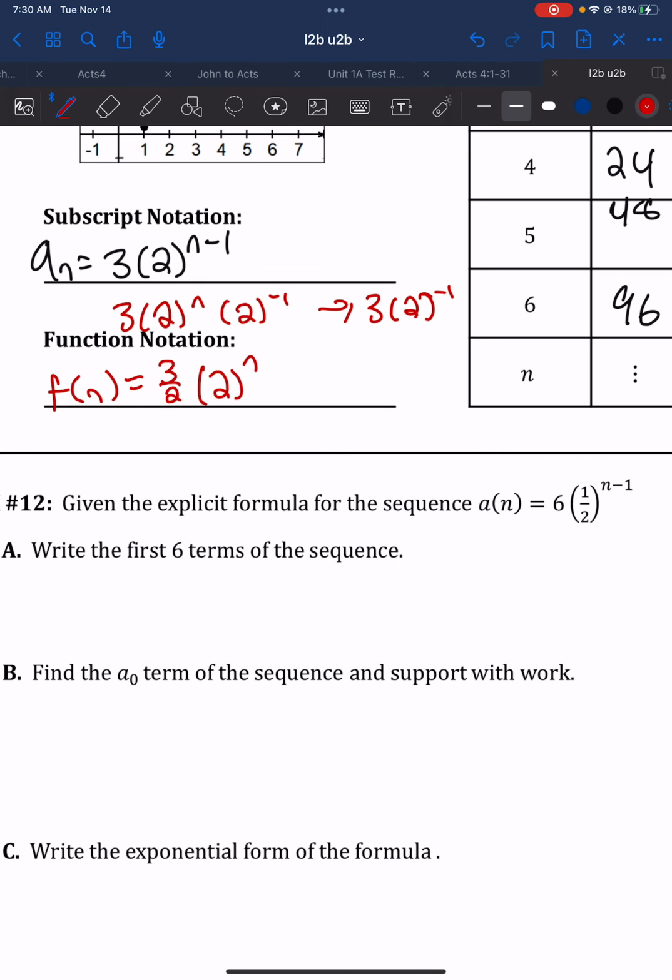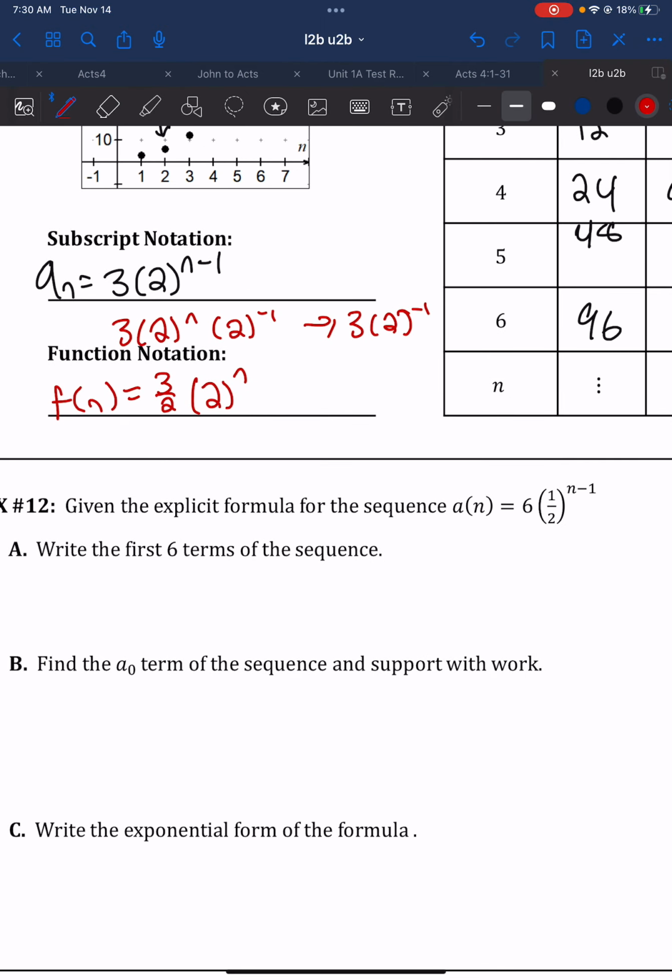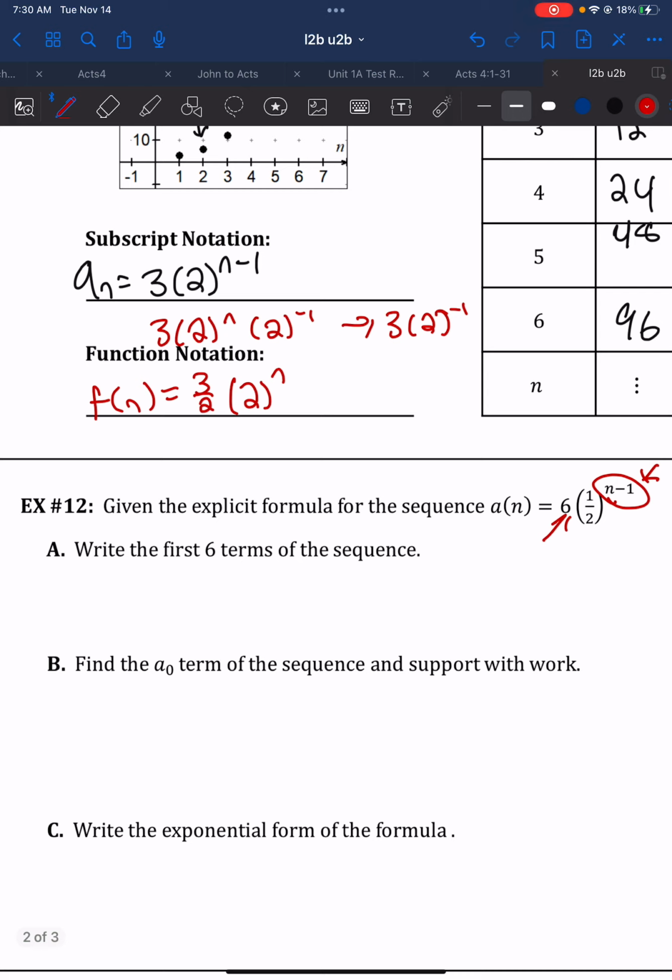Give the explicit formula for the sequence, starting at 6, and you can tell that this is term 1 from this right here. So my term 1 is 6, or if that doesn't make sense to you, you can just plug in. So A1 is 6 times 1/2 to the 1 minus 1, which just gives me 6. So my first term is 6, and remember, my ratio tells me what I'm multiplying by, so it's times 1/2 every time.